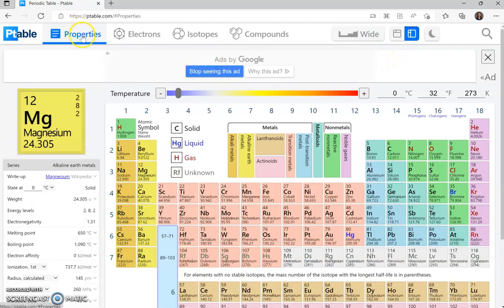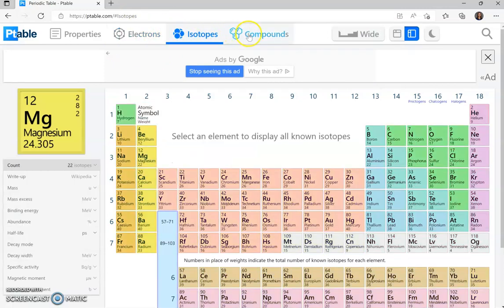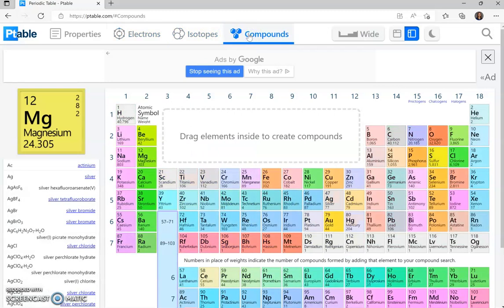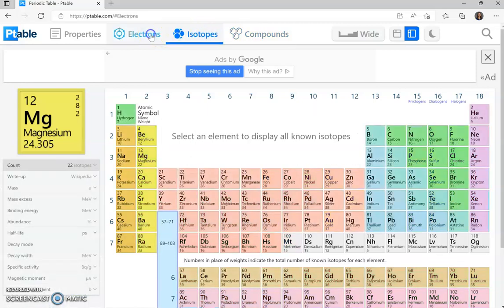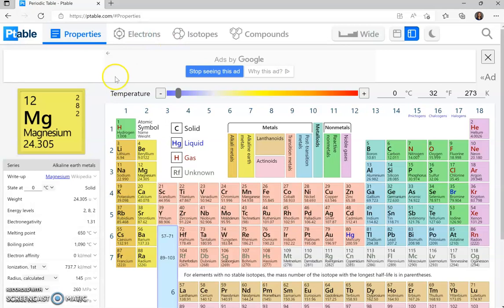So this website will default to the properties view, which is what we want. There are some other different ways to look at the periodic table, such as this one, electrons. We'll actually touch on this later in the semester when we get to chapter, I believe, 4. And then we also have some other different types of periodic table layouts as well, but this is the standard one that we're going to be going with.